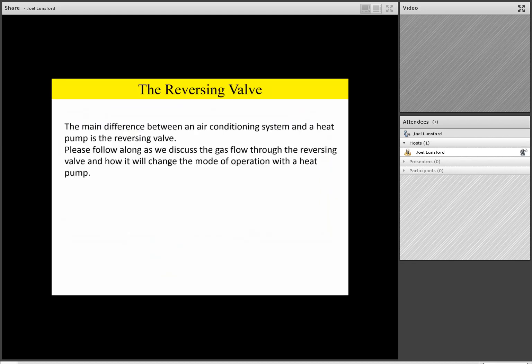Let's talk a little bit about a heat pump and the difference between a heat pump and a straight air conditioning system. Now remember, team, the main difference between an air conditioning system and a heat pump is the reversing valve. The reversing valve is designed to flow hot gas refrigerant either into the indoor coil or into the outdoor coil based on the mode of operation. Now please follow along as we discuss the gas flow through the reversing valve and how it will change the mode of operation with a heat pump.